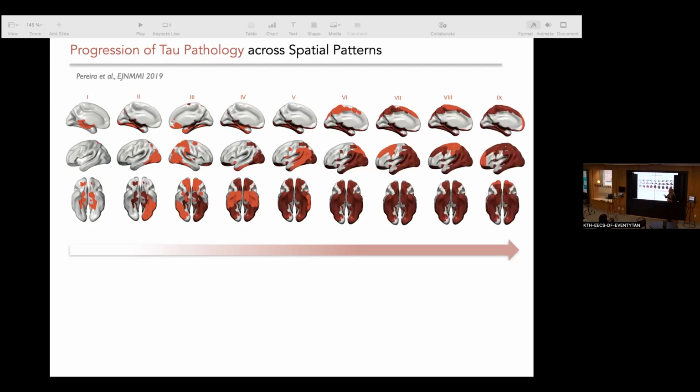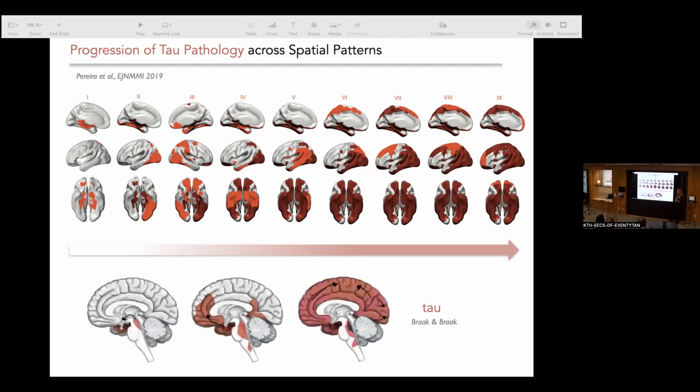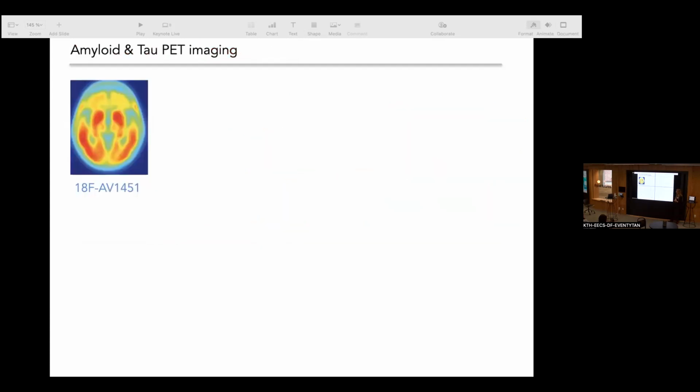When we compared the progression of tau pathology across these spatial patterns, we found them to agree reasonably well with the spread of tau pathology previously reported in postmortem cases. So we thought this would be a good way to get insight into the in vivo pathology of these individuals, particularly at these early disease stages. We thought that was quite nice.